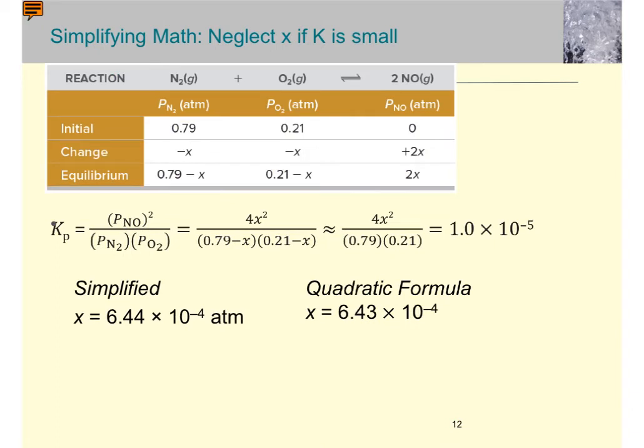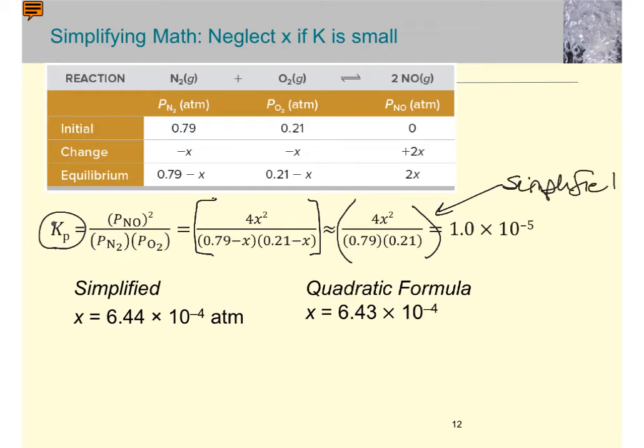All right, here is the simplifying assumption, which is critically important. So here's our equilibrium expression with the values plugged in. Compare that to our simplified expression. What has changed? You have basically neglected the X values that are added or subtracted. In some problems they'll be subtracted or added. You have neglected the X.